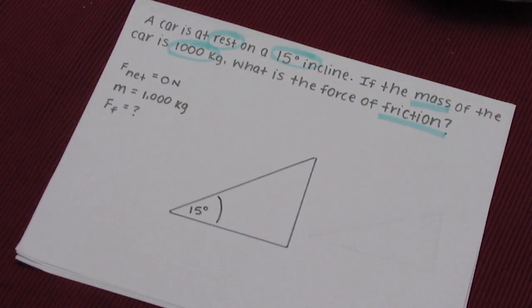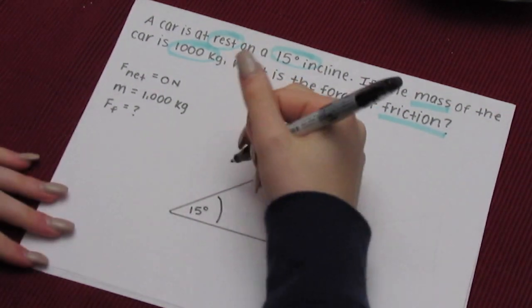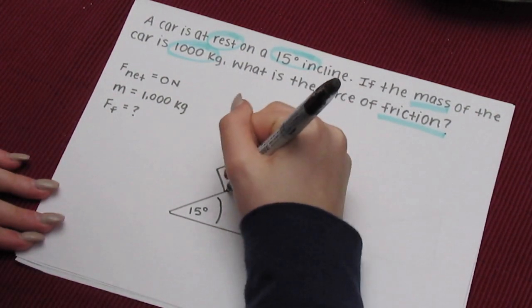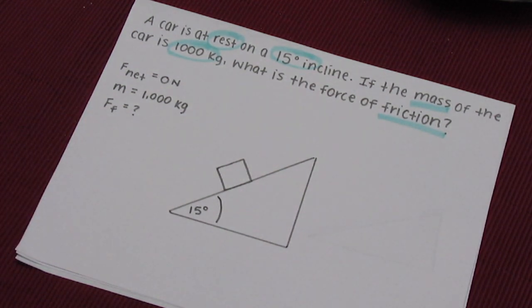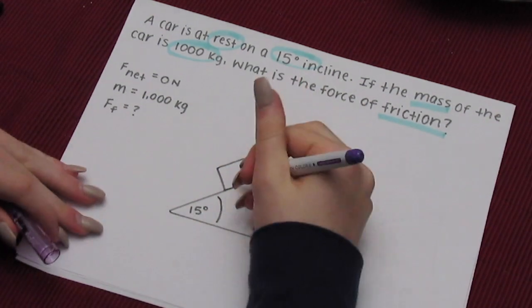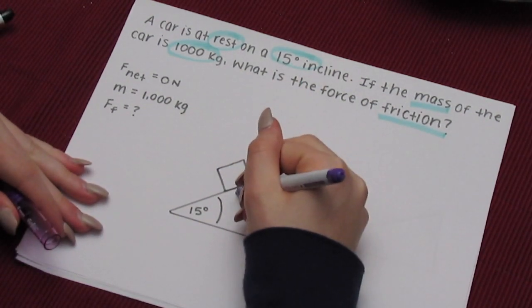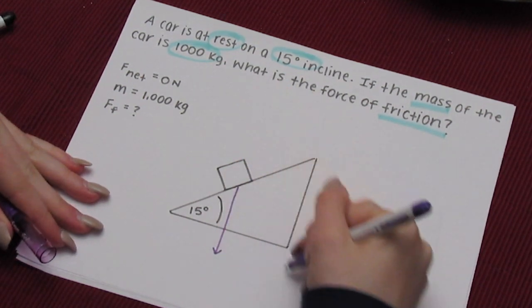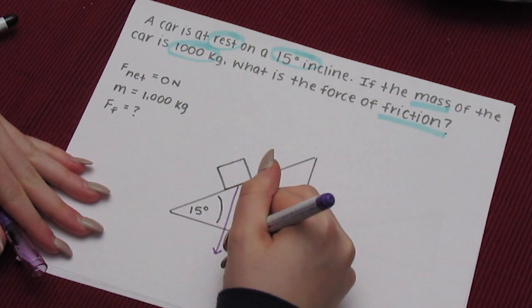So what we're going to do is we're going to draw our car. For this equation, the car, I'm going to use a block. The car is going to be a block. Now we're going to draw our different forces. So I like to draw my forces in different colors just so that I know what I'm doing. So we have our force of gravity. And remember, force of gravity is always straight down. You don't go diagonally. So this is the force of gravity.